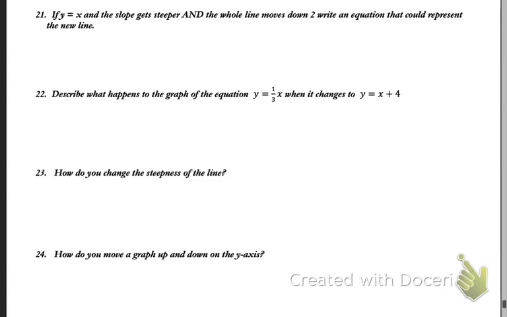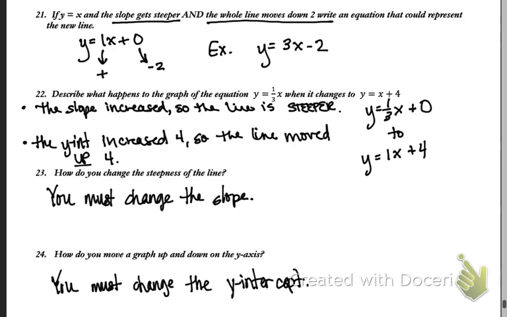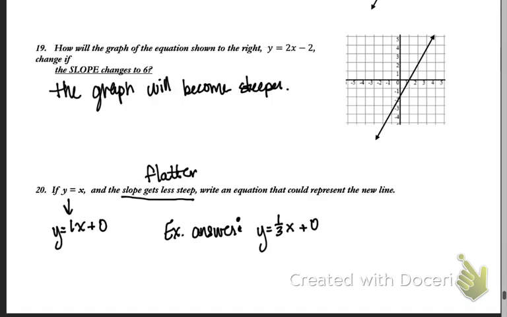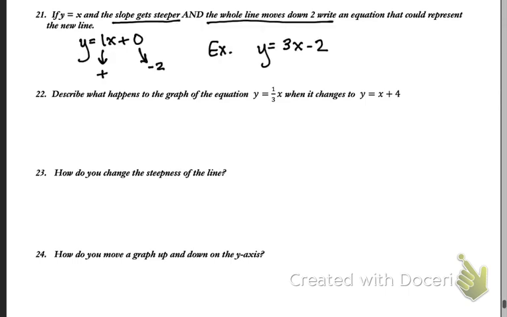What if the slope gets steeper and the whole line moves down too? Write an equation that would represent this new line. So again, y equals 1x plus 0. Essentially, we need it to get steeper, so I put a plus. We need our slope to be greater than 1. And if it moves down 2, we would need to subtract 2 from the current y-intercept. So when I write this next equation, an example would be y equals 3x minus 2. Just as long as your slope is greater than 1, your y-intercept needs to be negative 2.